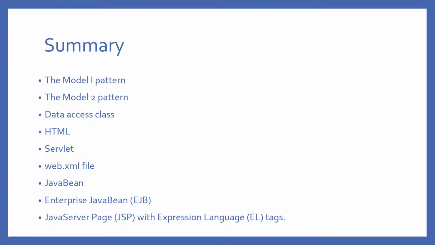A servlet is a special type of Java class that runs on the server and does the processing for the dynamic web pages of a web application. A web.xml file describes how a web application should be configured when it is deployed on a server. As a result, it's known as the deployment descriptor, DD.